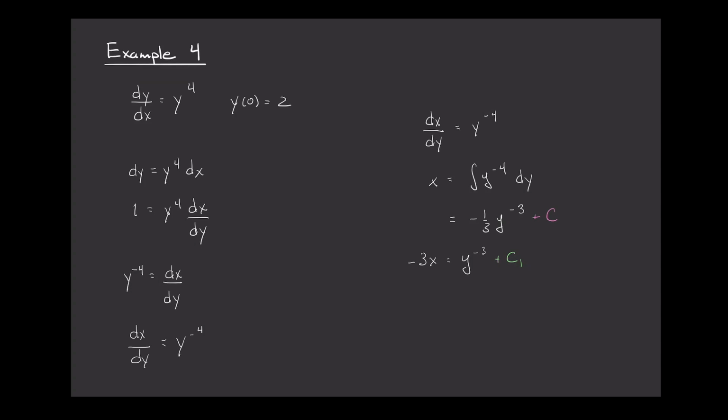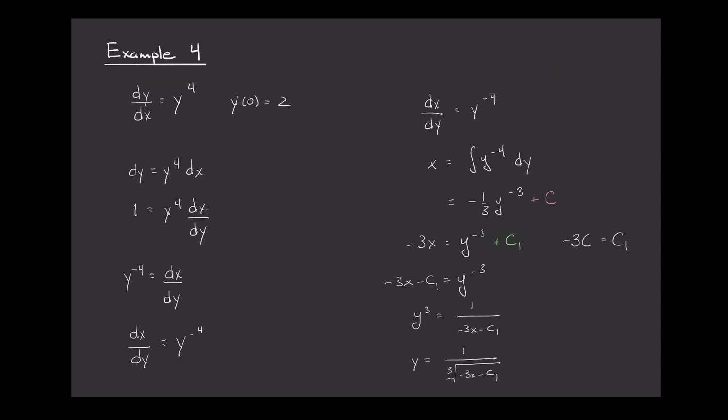Notice that the parameter c becomes c1. That's because I did multiply c by negative 3, and I've simply relabeled that as c1. That is, negative 3c is equal to c1. Now we'll continue to isolate for y. We move the c1 to the other side. We do some cross multiplication, and then we take the cube root of both sides.